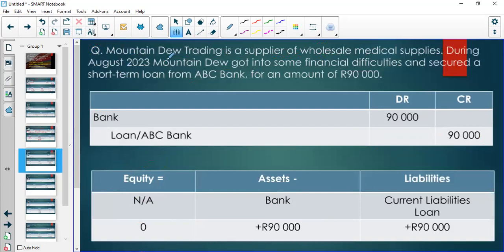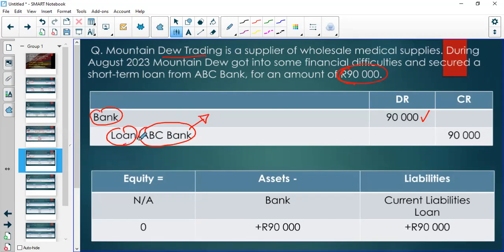Then there is another transaction. So we're still dealing with Monde and Jew. So in this case, they received cash in the amount of 90,000. So they borrowed, right, from the bank. So all we know is that we're going to debit the bank because we received the money. But now, where did we receive this money from? From a loan. And we have to know which individual it was, right? Because we need to know how much we owe ABC.